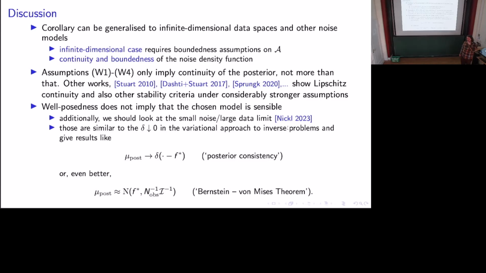So could I ask you, when you talk about infinite dimensional data, what do you have in mind as an example? Because my data is something that's inherently discrete typically.